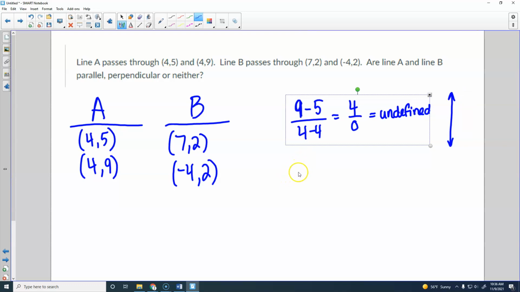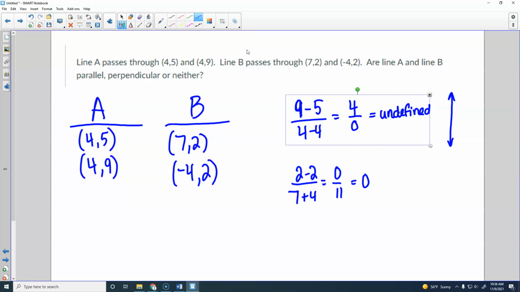And then we've got (2 minus 2) over (7 plus 4). We get 0 over 11, which is... wait, that's wrong. That looks weird. It'd be 7 minus... yeah, negative 4 minus 7. Does it matter? Right, if you got negative 4 minus 7, you get negative 11. Does it matter whether it's 0 divided by 11 or 0 divided by negative 11? It doesn't matter. So you get a slope of 0 either way.